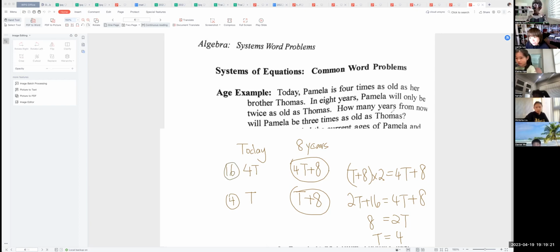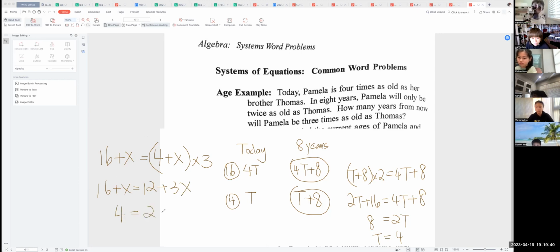today. So how many years from now on will Pamela be 3 times as old as Thomas? So 16 plus X equals 4 plus X times 3. Correct? So 16 plus X equals 12 plus 3X. So 4 equals 2X, X equals 2. So you can check. 16 plus 2 equals 18, and 4 plus 2 equals 6. So 18 is 3 times 6. Understand?